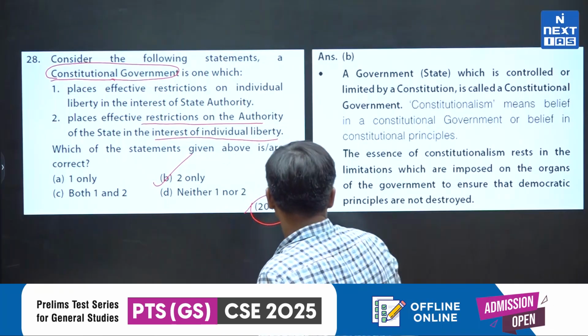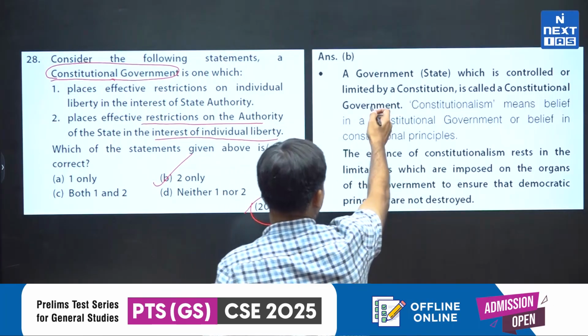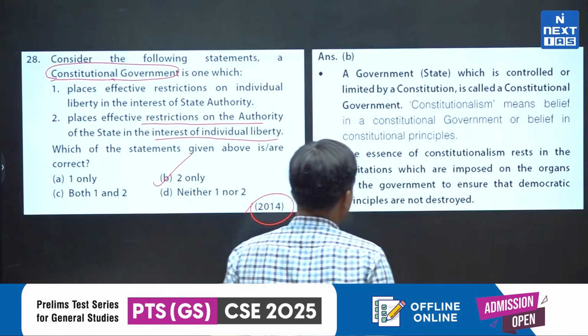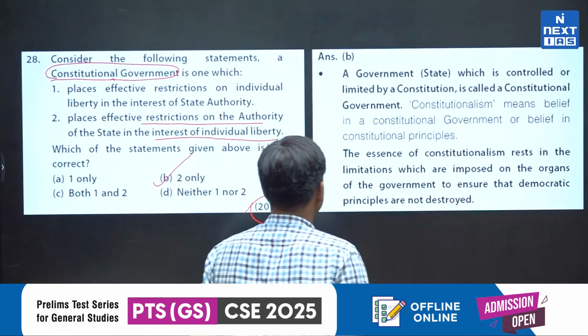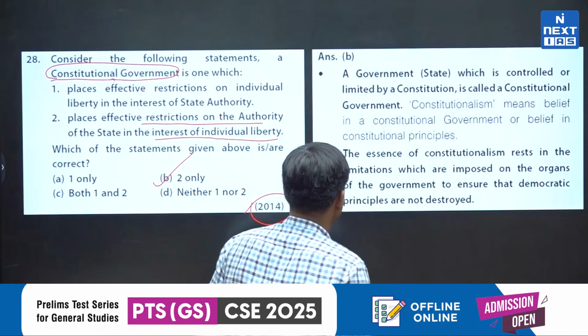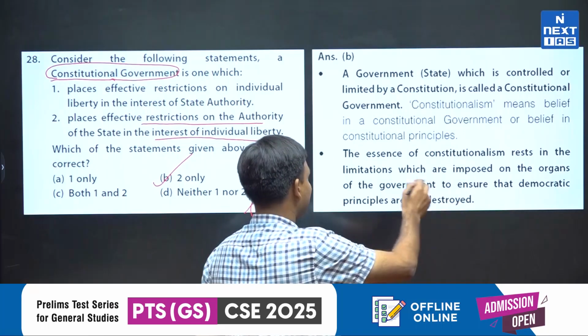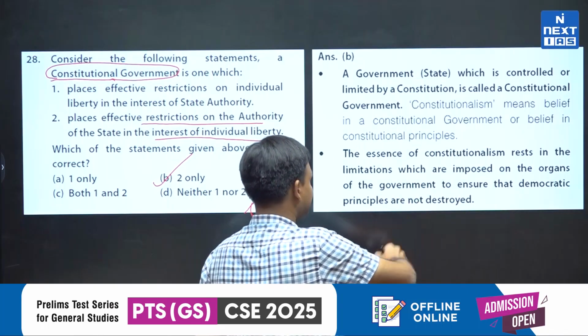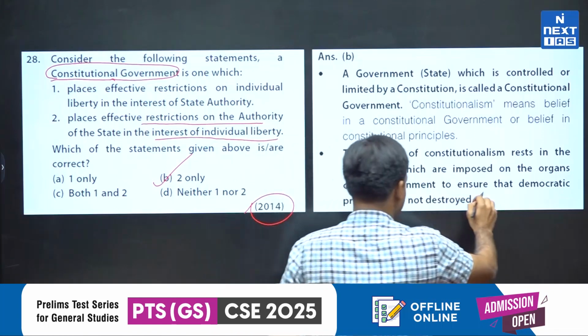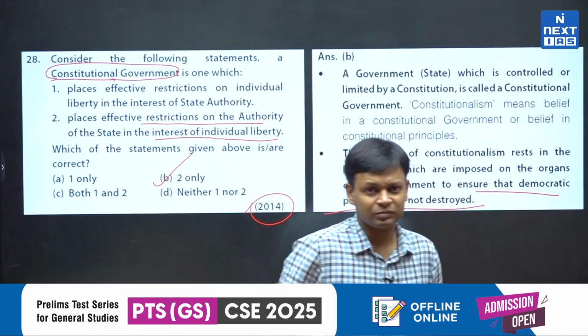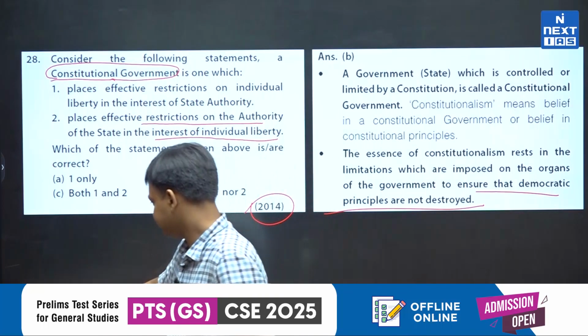Okay? Now, here we have the explanation. The state which is controlled by a limited government and by a constitution is called a constitutional government, and constitutionalism means belief in a constitutional government or belief in constitutional principles. The essence of constitutionalism rests in the limitations which are imposed on the organs of the government to ensure that democratic principles are not destroyed.